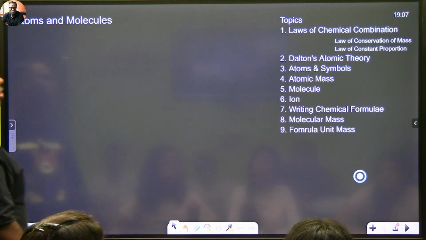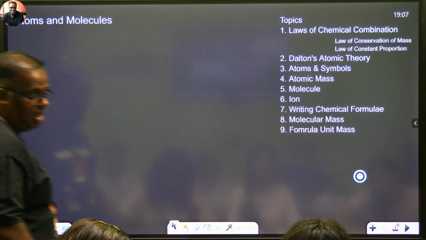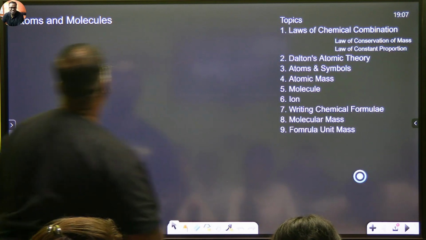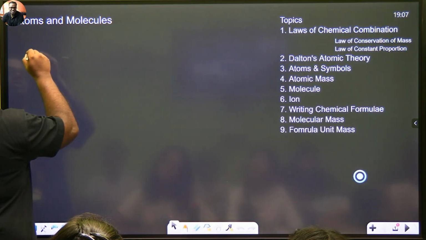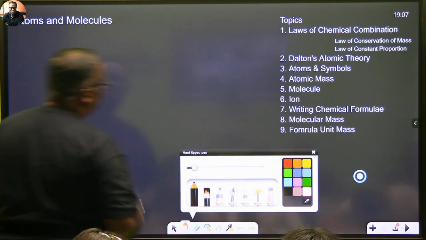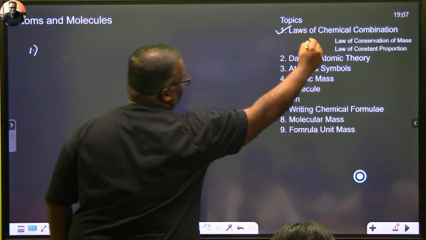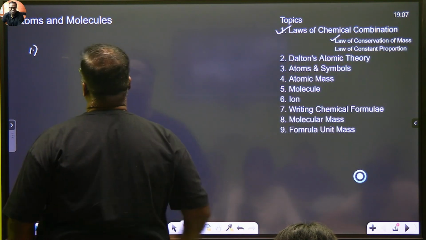So we start with the laws of chemical combination. This chapter will start with the law of chemical combination, and our first law is the law of conservation of mass. So we go again, right? We start again. So we have two laws. We are trying to study this one, the law of conservation of mass.